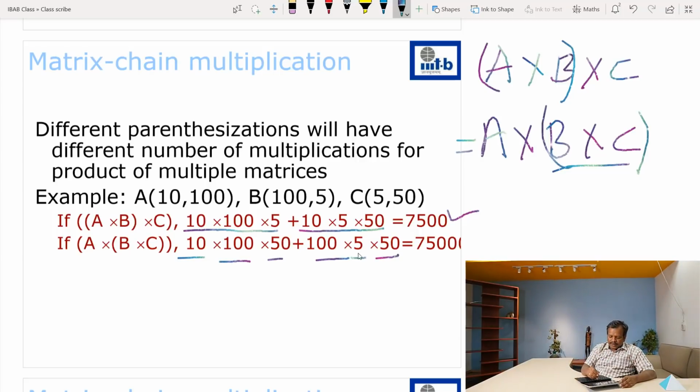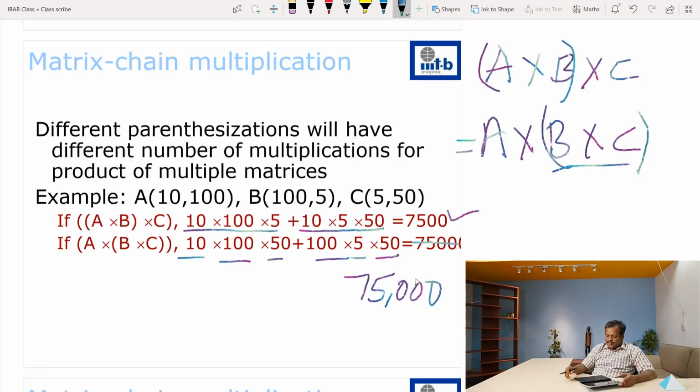So if you compute this, the total number will be 75,000. If you choose the first method, where you multiply A into B and then multiply with C, you only have to do 7,500 multiplications. But if you first multiply B and C and then multiply with A, the number of multiplications is 75,000. So in this case, the first method, starting with multiplying A and B and then multiplying with C, is more efficient compared to the second method.